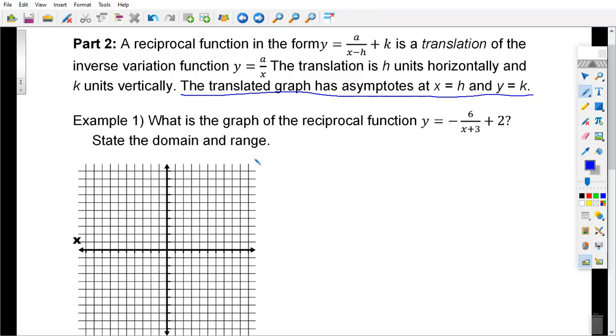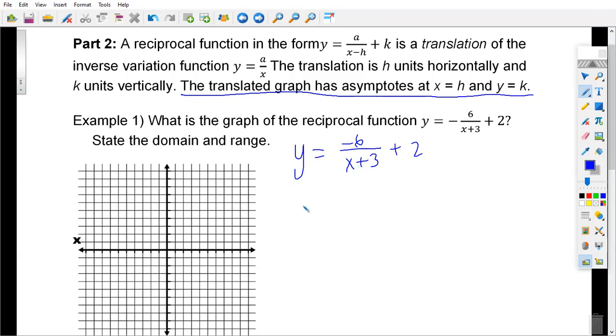Okay. So if you look right here, the first thing we're going to do is when there's a negative in front, it applies to the numerator. So it's actually y equals -6 over x plus 3 plus 2. That negative is applying to the numerator. So what we're translating is -6 over x.